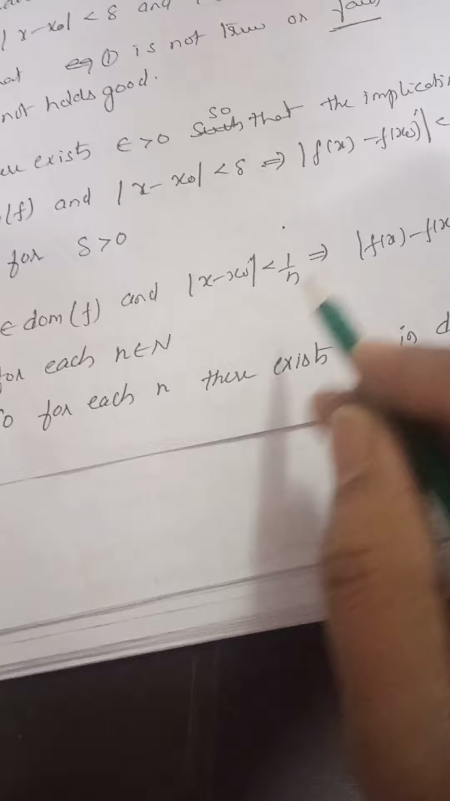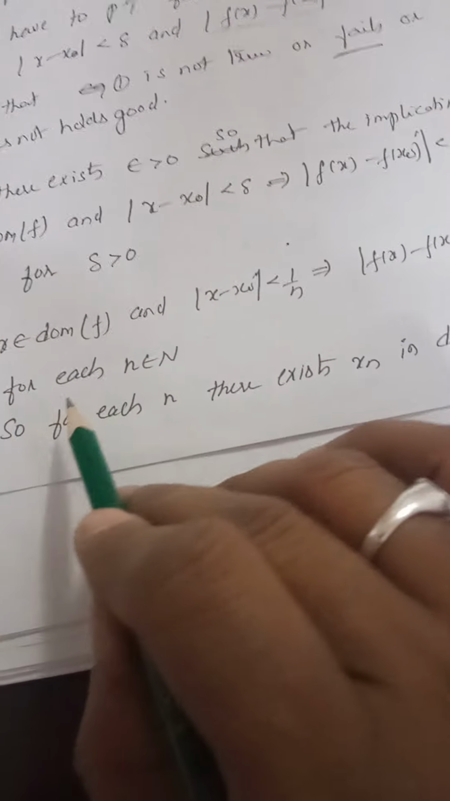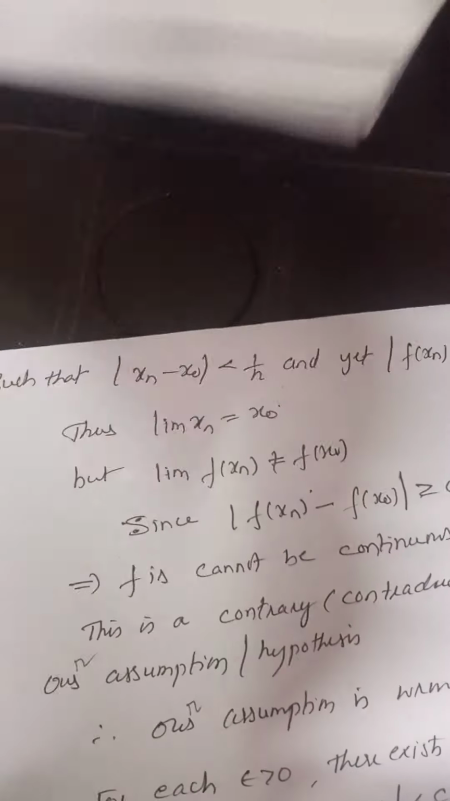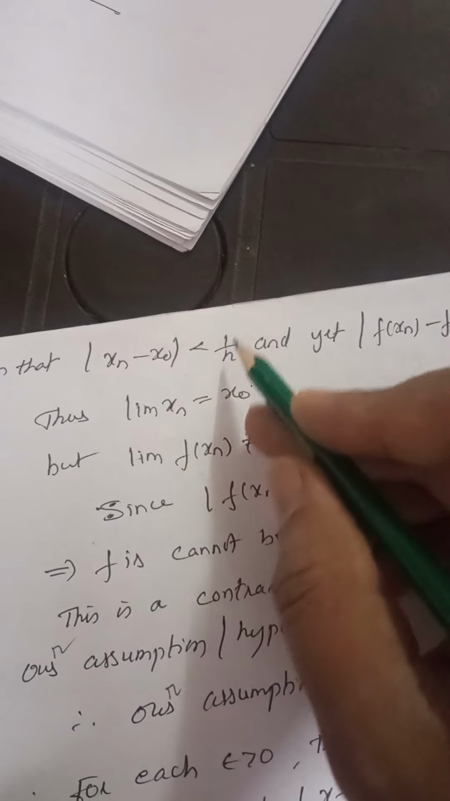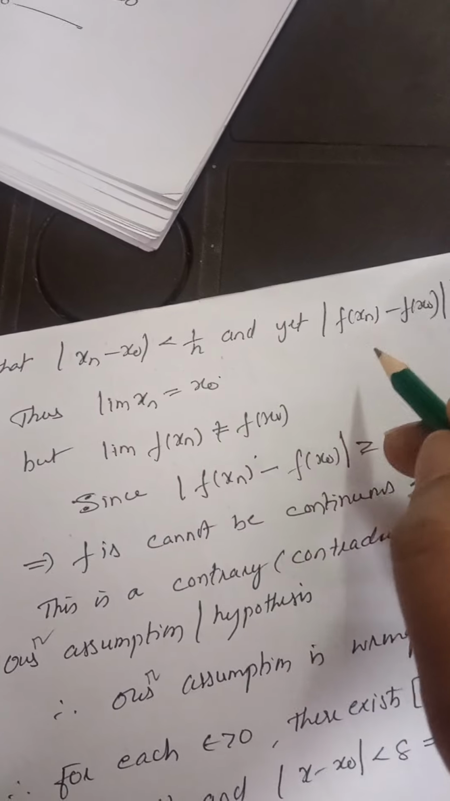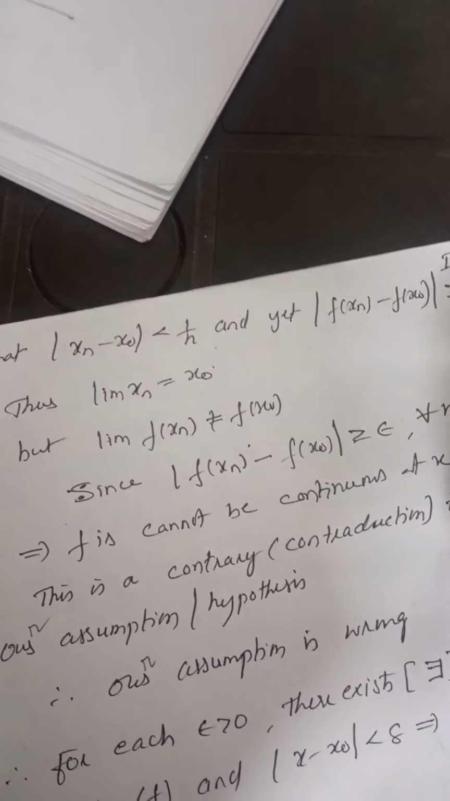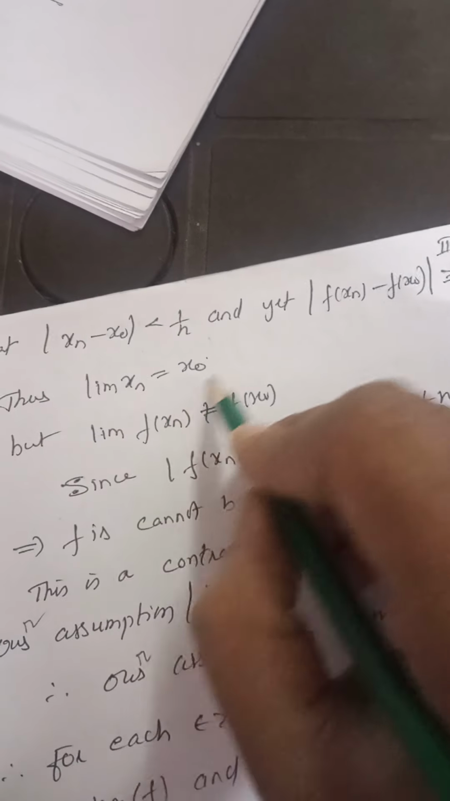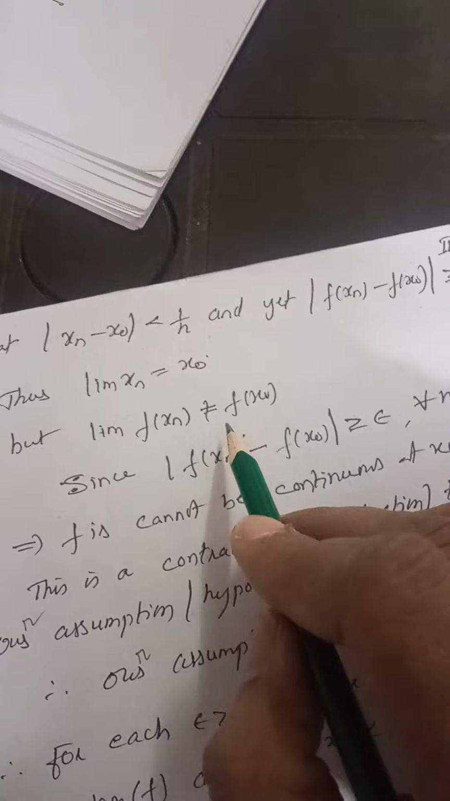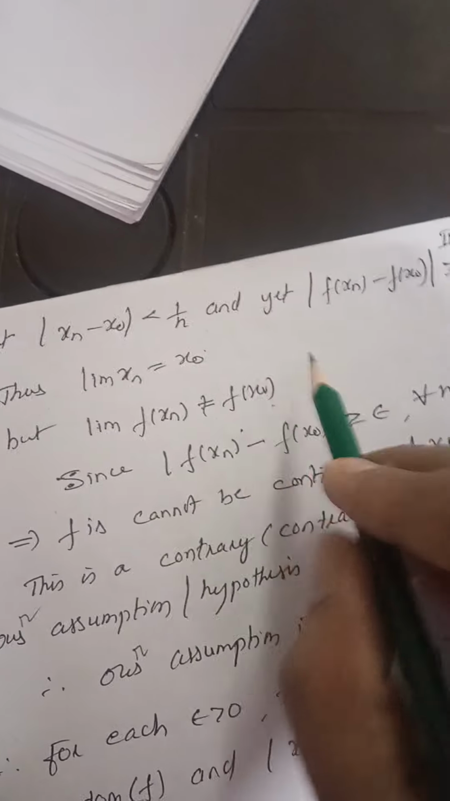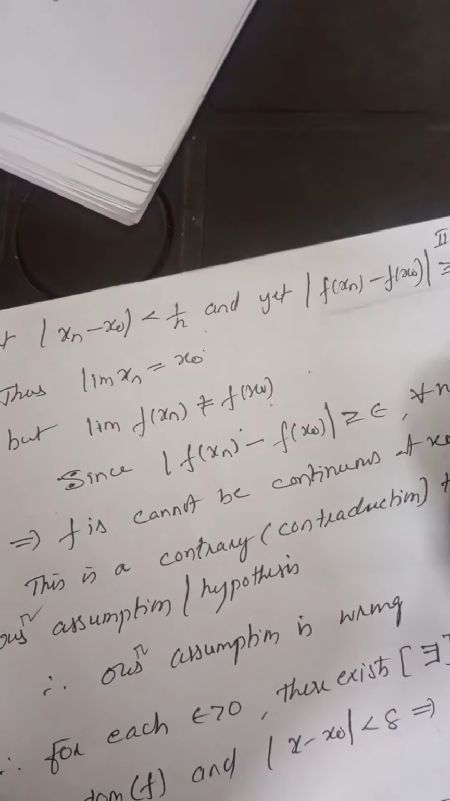Mod of x naught minus xn less than 1 by n, as it is the condition that fails, for each 1 by n belongs to N. For each n, there exists xn in the domain such that mod of xn minus x naught less than 1 by n, which is less than delta, no? And yet mod of f of xn minus f of x naught is greater than or equal to epsilon. Thus, limit xn is equal to x naught. Limit of f of xn is not equal to f of x naught, because this condition does not hold good, no? If it is less than only, we will get f of x naught.